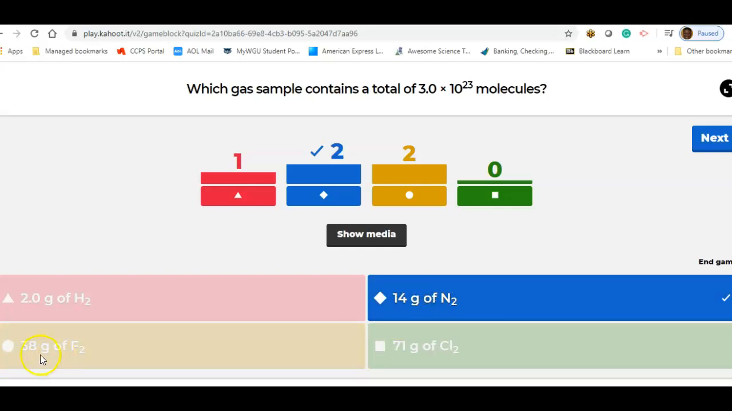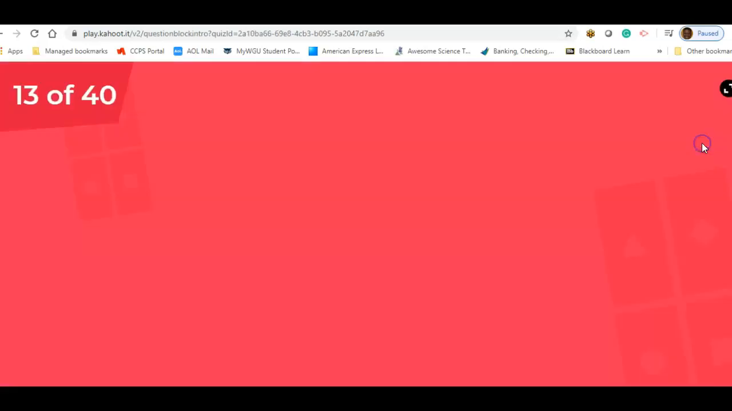The rest are just 1 mole. 38 grams of fluorine is 1 mole because 1 mole of fluorine is 19 times 2, which is 38. 1 mole of chlorine is 35.5 times 2, which is 71. So all these are 1 mole, 1 mole, 1 mole, except this, which is half mole. You have to be careful.